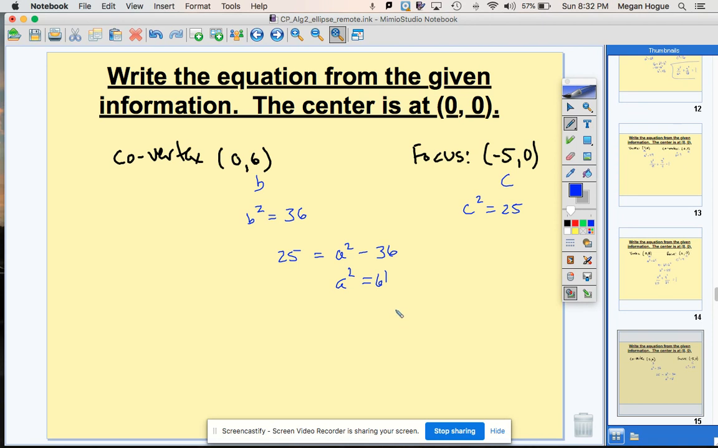Now, we got to think about it here. The covertex is the smaller number. It's going to go underneath the y. The A squared is the bigger number. It should be in line with the focus. It's underneath the x. So we should get x squared over 61 plus y squared over 36 equals 1.